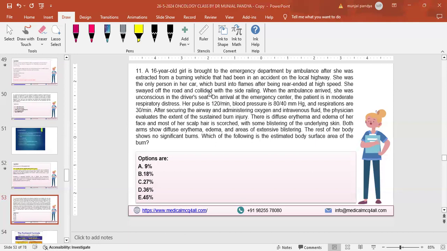After securing the airway and administering oxygen and intravenous fluid, the physician evaluated the extent of the burn injury. There is diffuse erythema and edema on her face. Most of her scalp hair is singed with some blistering of underlying skin. Both arms show diffuse erythema, edema, and areas of extensive blistering. The rest of her body shows no significant burns. Which of the following is the estimated body surface area of the burns?